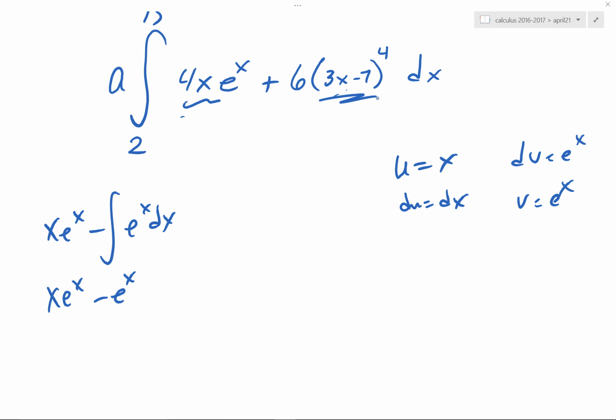Oh yeah, I feel like there's a function in a function. So what method? Substitution. Were you afraid to say it out loud? No, I didn't think of it.